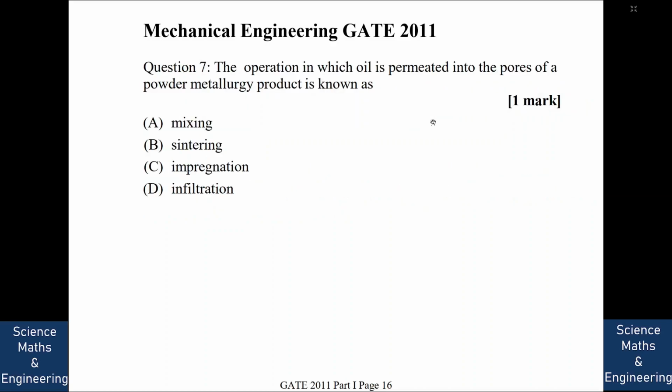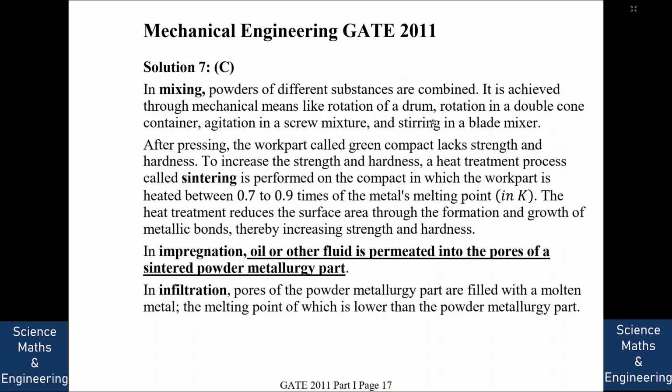The operation in which oil is permeated into the pores of a powder metallurgy product is known as: A. Mixing, B. Sintering, C. Impregnation, or D. Infiltration. So the answer is C, impregnation. Mixing, sintering, impregnation, infiltration, these are all processes of powder metallurgy.